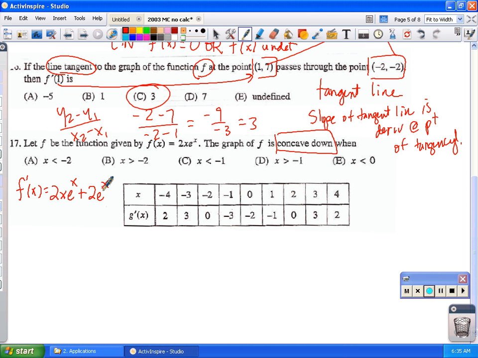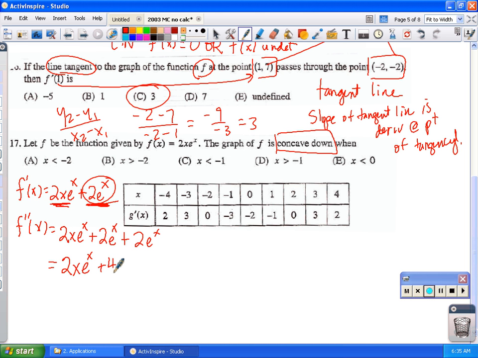The second derivative, which is what I'm really after here, is, okay, this term uses the product rule, this term does not. So I have first times derivative of the second plus second times derivative of the first, plus the derivative of this term would be just 2e to the x. Before I do anything, I'm going to combine my like terms here, and I get 4e to the x.